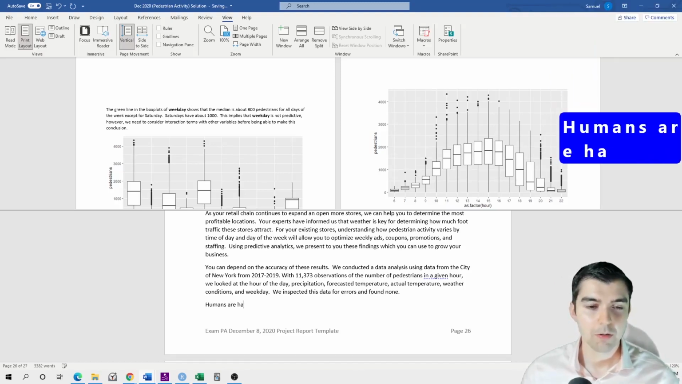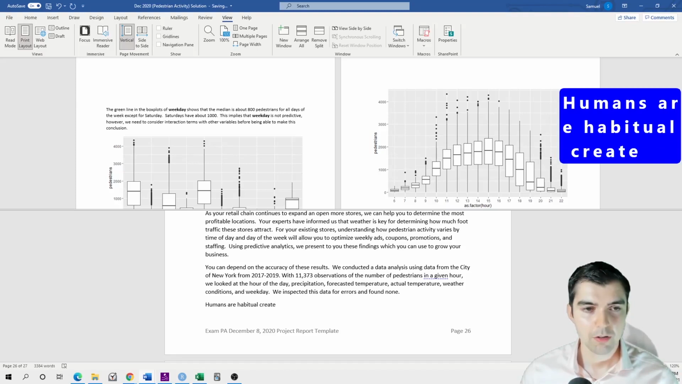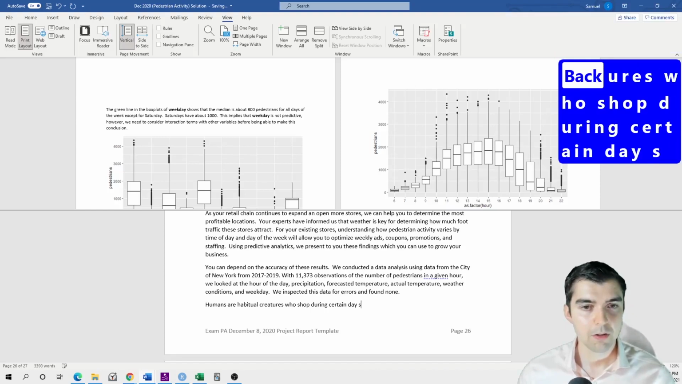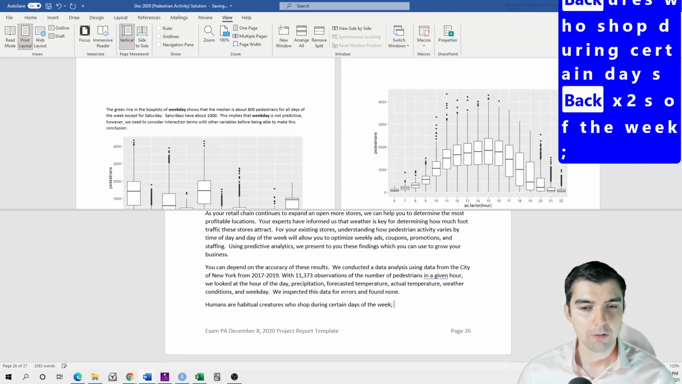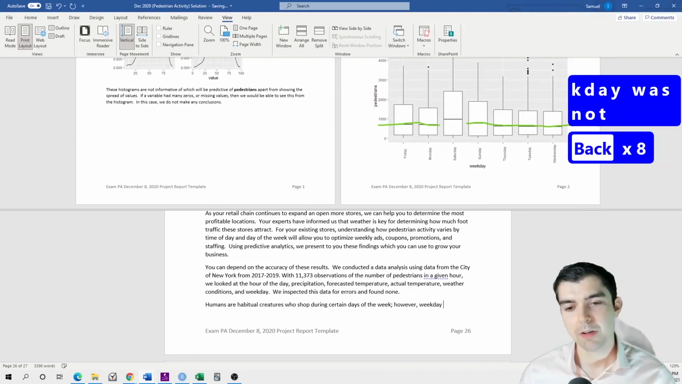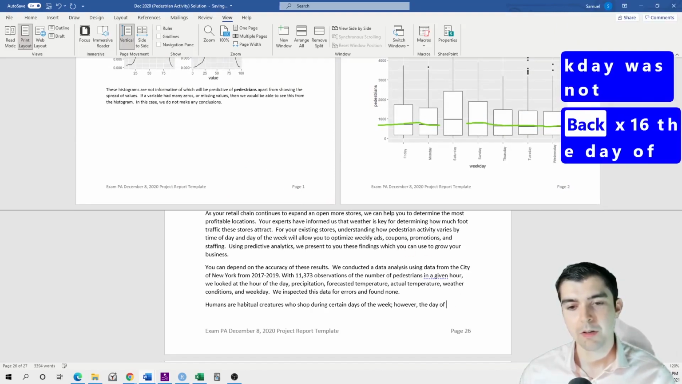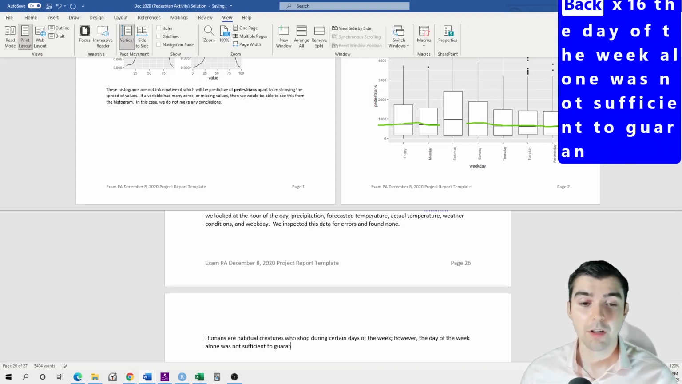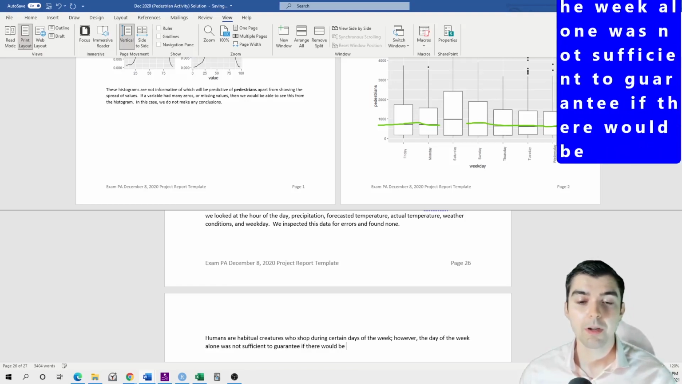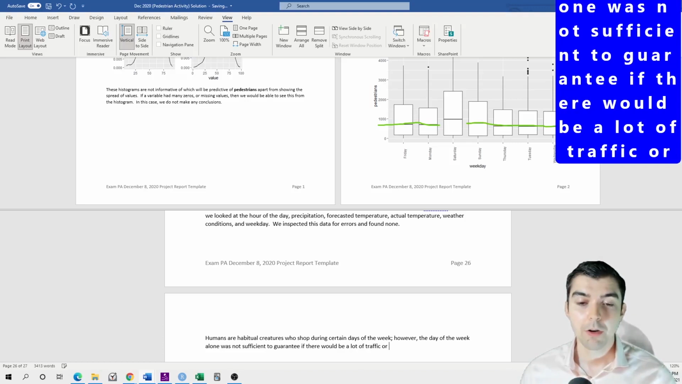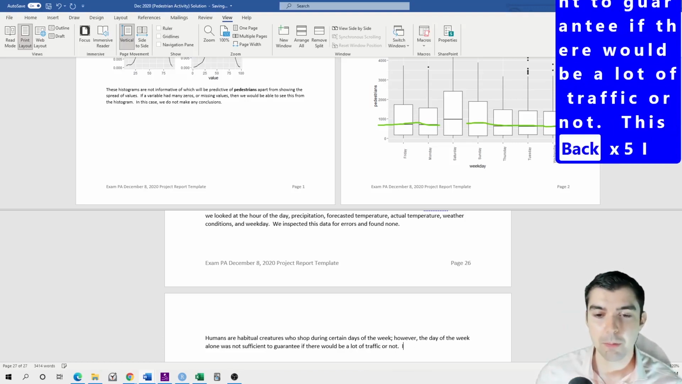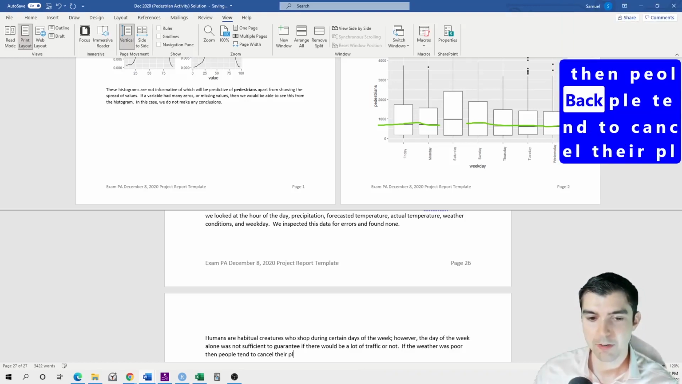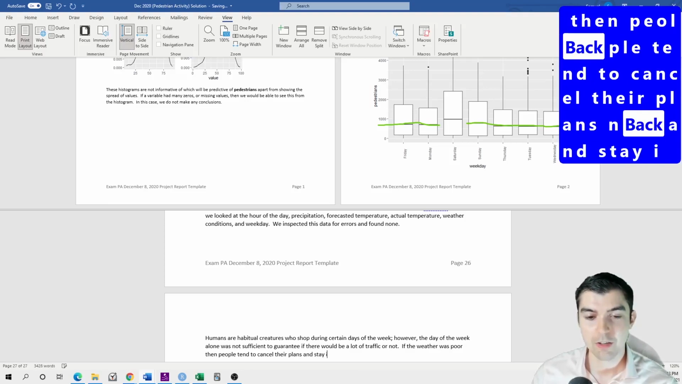Humans are habitual creatures who shop during certain days of the week. However, we found that weekday by itself, the day of the week alone, was not sufficient to guarantee if there would be a lot of traffic or not. If the weather is bad, then people tend to cancel their plans and stay indoors.